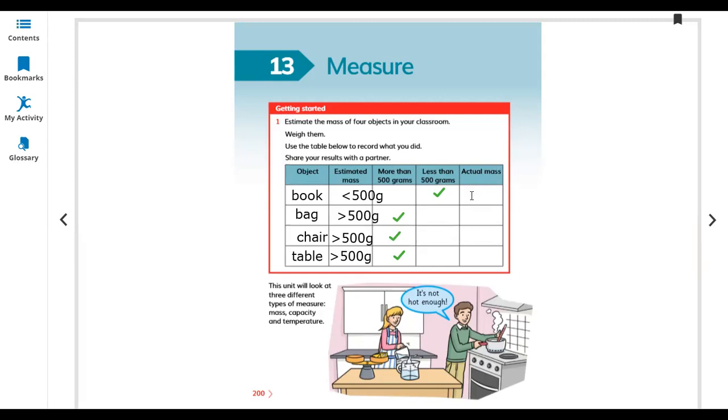Here you can also write the book, the actual mass less than 500 gram. Same like this, the other, bag is less than or more than 500 gram. If it is more than, you can write more than 500 gram, and the 2 others like this.